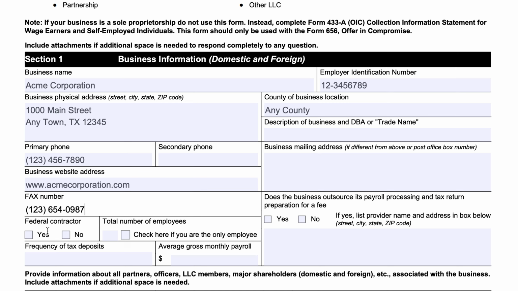You check whether or not this business is a federal contractor. You can check here if you're the only employee. Let's just say that this is a company with 10 employees and they do outsource their payroll to Acme Payroll Corporation, and they're down the street.